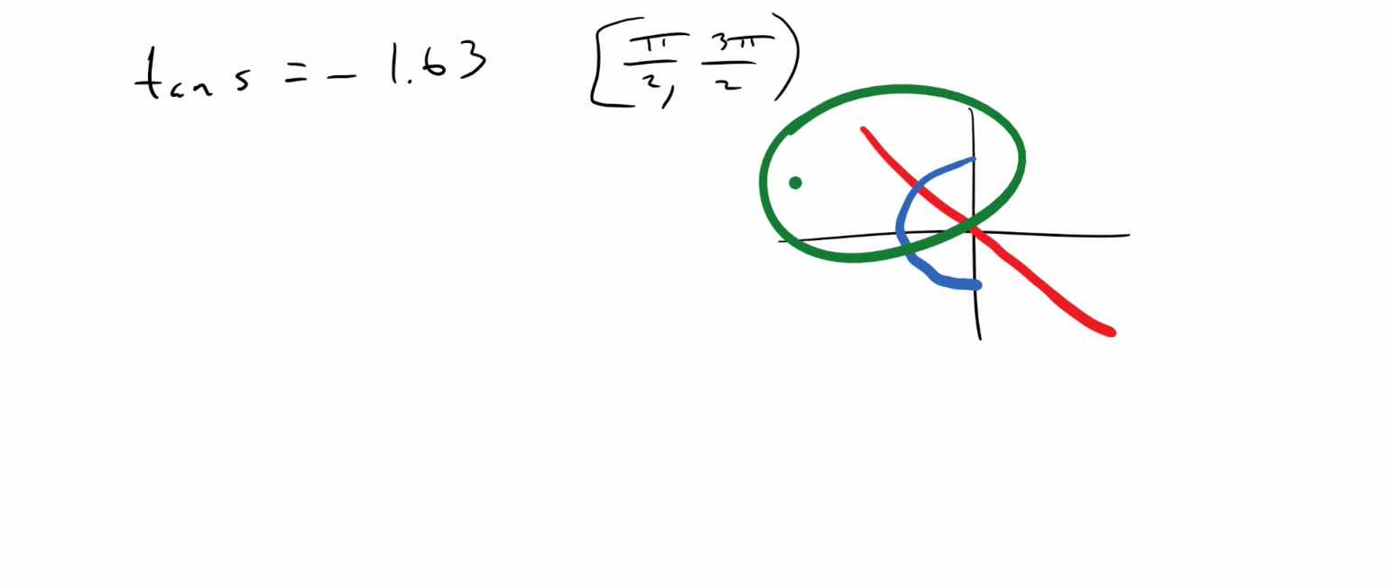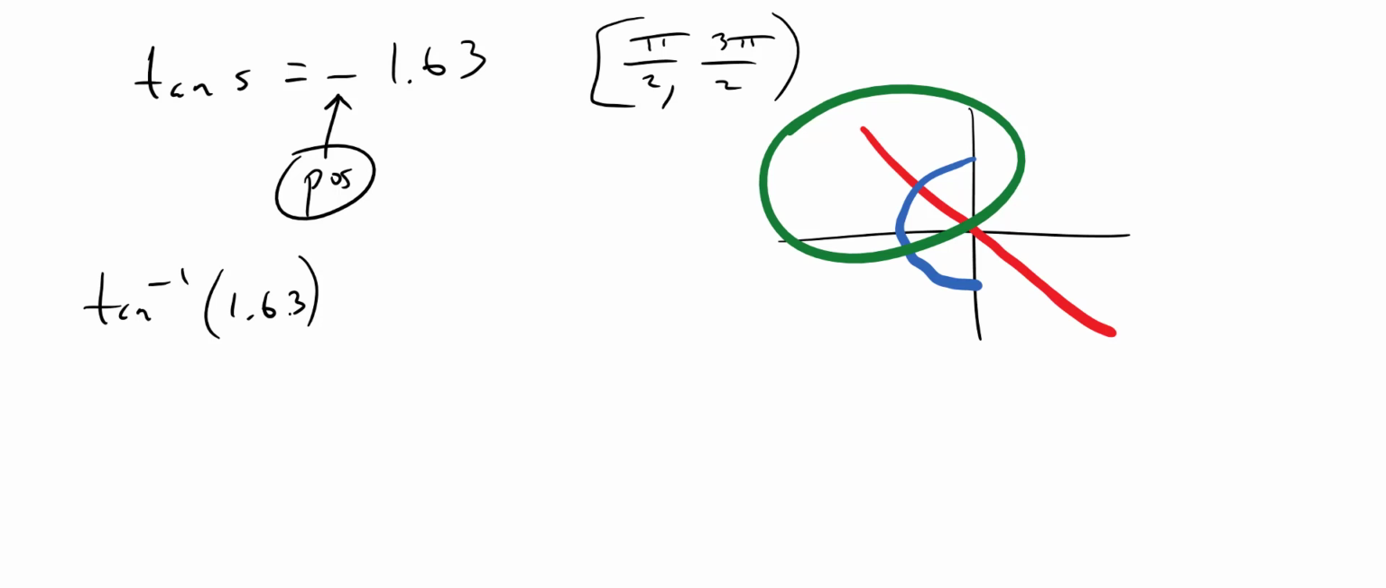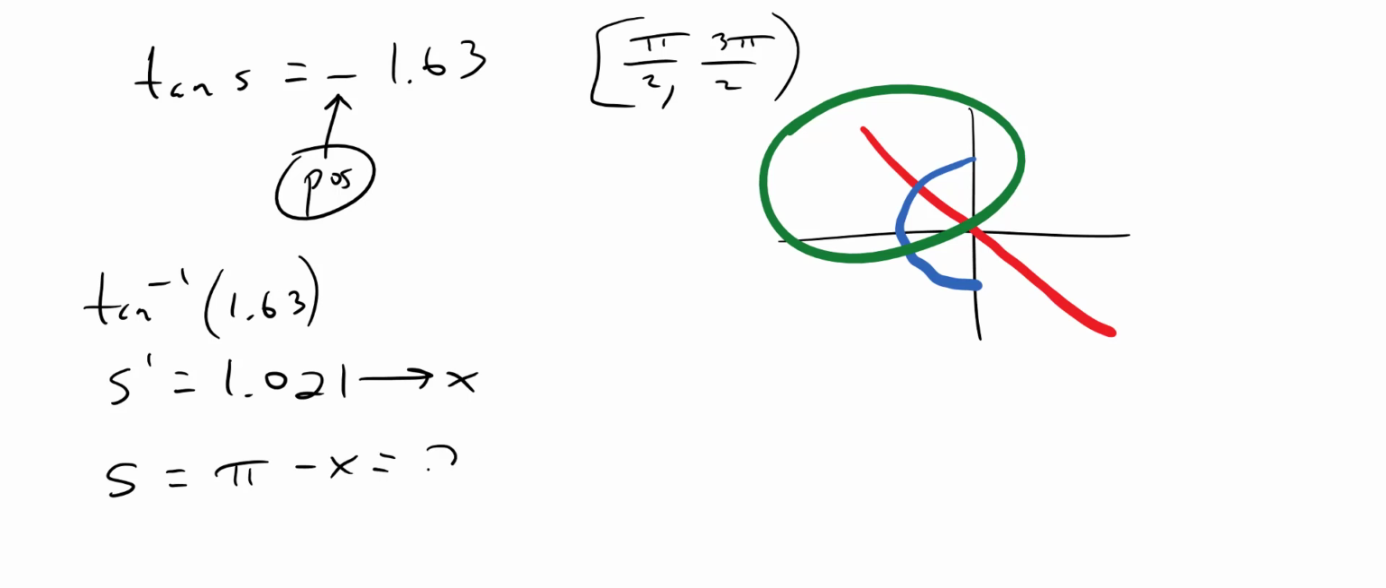So once you figure out the reference angle, what are you going to do? You're going to say pi minus that reference angle. Okay? So let's put that in our calculator. Remember to get the reference angle, you're always going to make this positive. That's important. So you're going to do inverse tangent of positive 1.63. And if you do that, you get S prime is equal to 1.021. Store that in X. And then to find out your actual answer, you're going to say pi minus X, which gives you 2.121. That's your final answer.